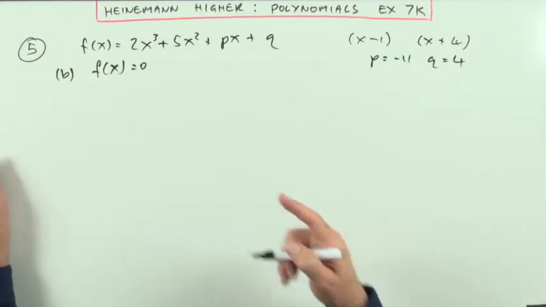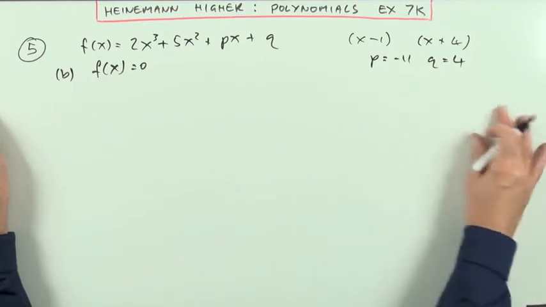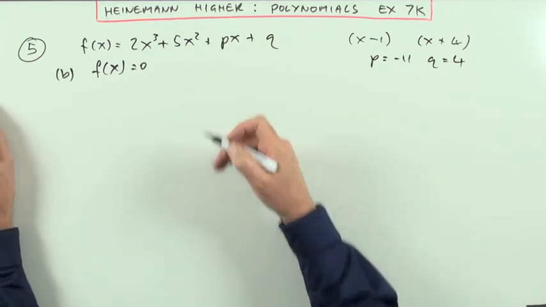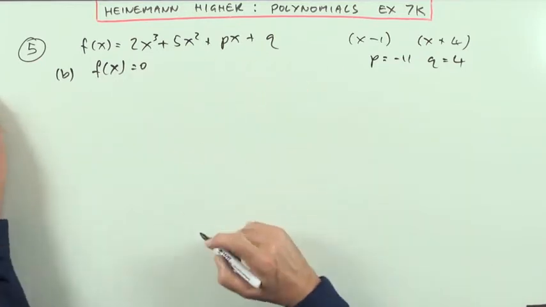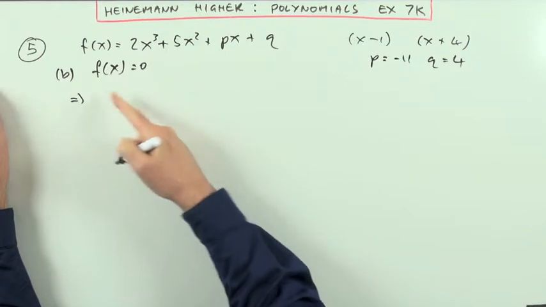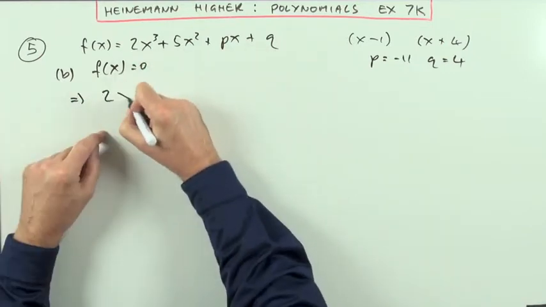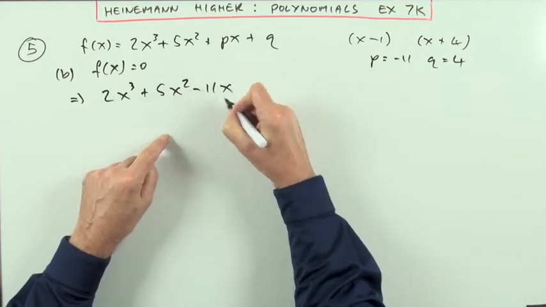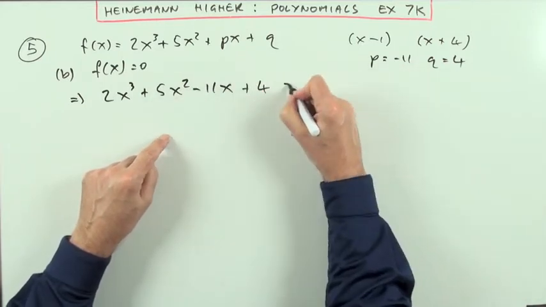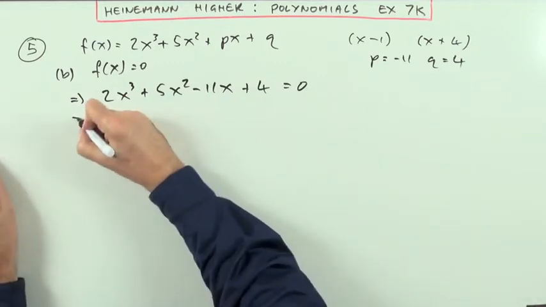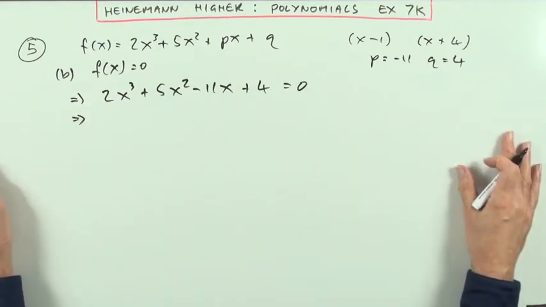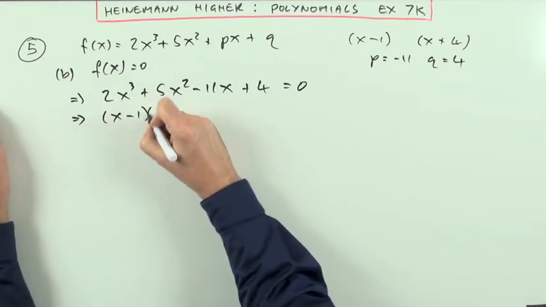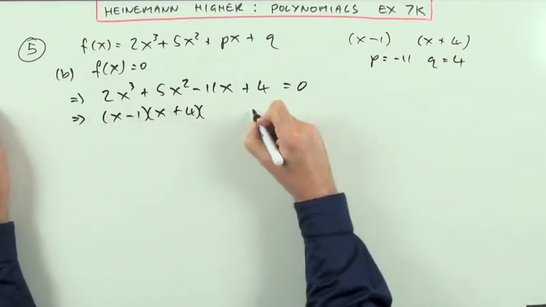And so part B. Now, I've cleared it all away. I could have reused that synthetic division, putting those numbers into it, but I'm just going to do the factorisation by inspection this time. Reuse it if you like. Now if that equals 0, that means that expression must be 0. So it's 2x cubed plus 5x squared, and p was negative 11, so minus 11x, and q was 4, so plus 4 should equal 0. Now, without looking back to the synthetic division, I already know two of the factors. So that x minus 1 was a factor, x plus 4 was a factor.